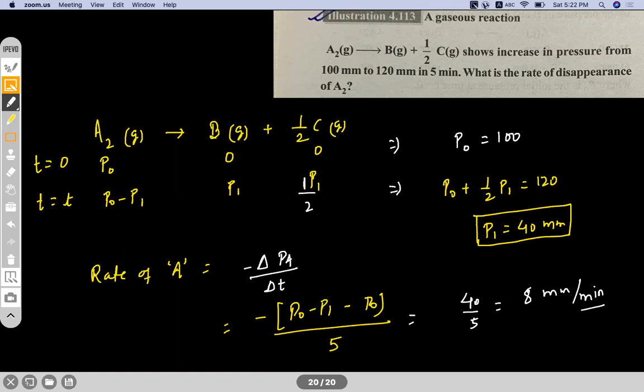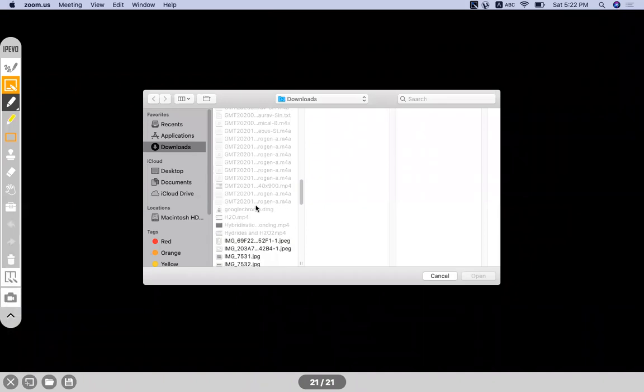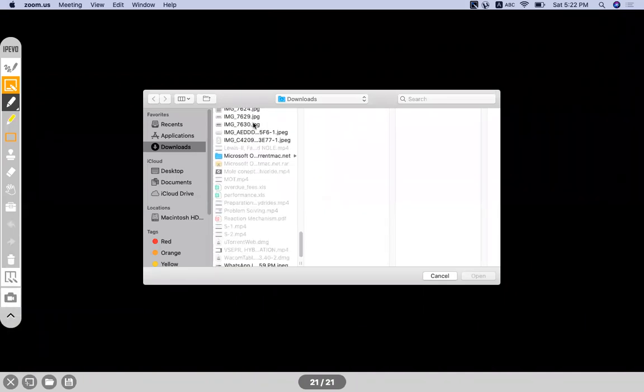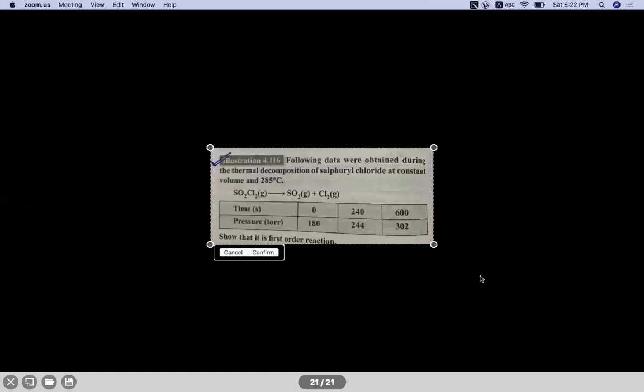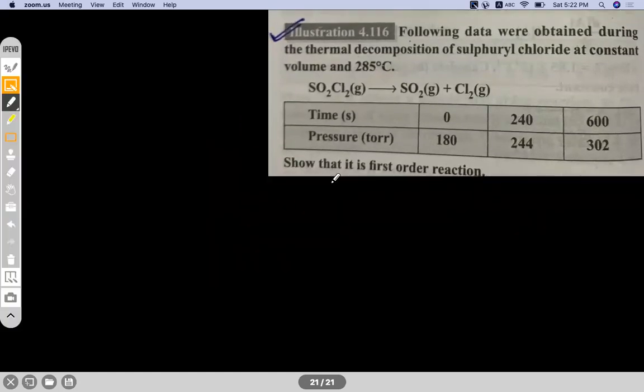One second. This question you see. How do we do this? First order reaction, you need to prove it. This kind of question usually they ask in board exam. That's why I've taken one.